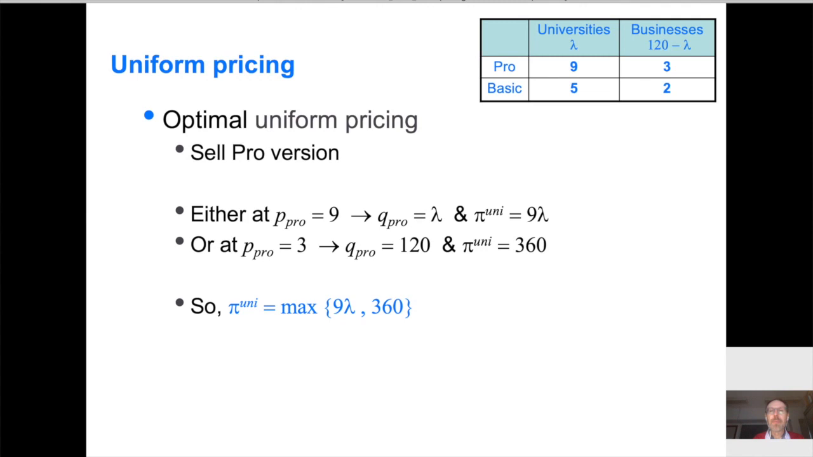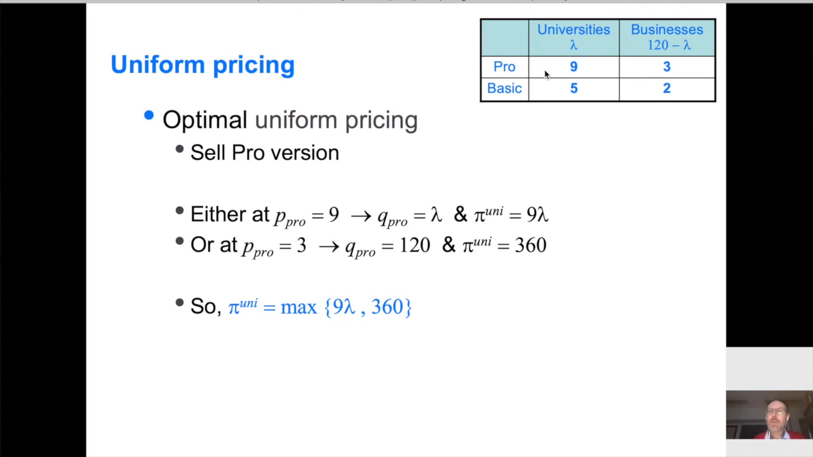Well, the cost of producing any version is the same, right? And it's clear that the pro version can be more profitable to sell because both universities and businesses are willing to pay more. Okay, so if you set a uniform price, you're going to sell the pro version. Now, at which price, that depends on how many universities there are.